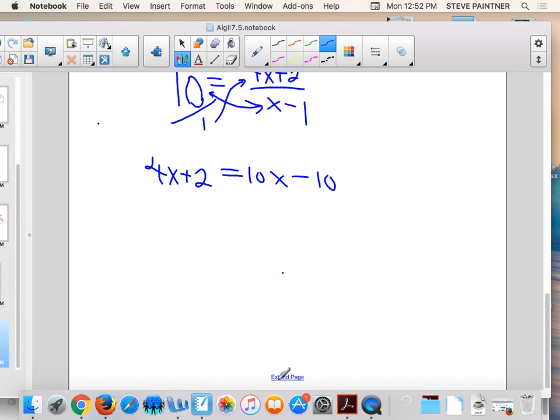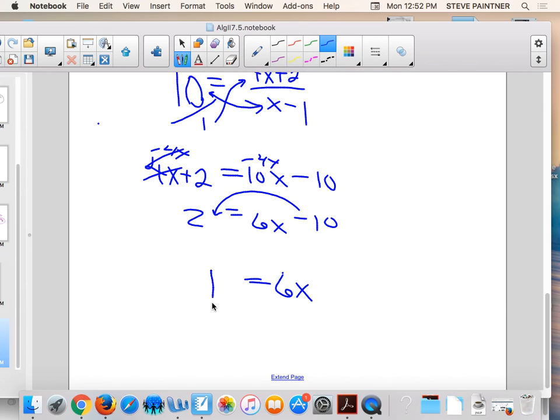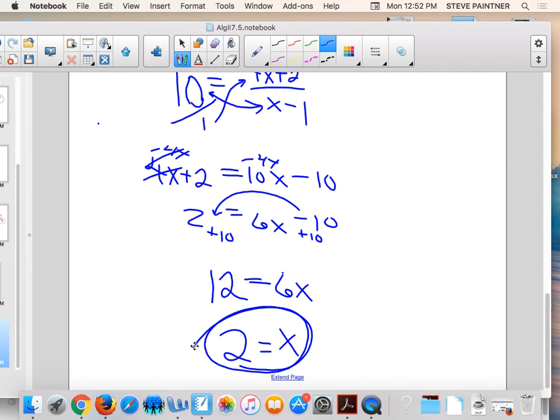Get the x's on one side, get the numbers on the other side, right? Subtract 4x, subtract 4x. 6x equals what? Get the minus 10 off this side. 12, because you're going to add 10, aren't you? Two.